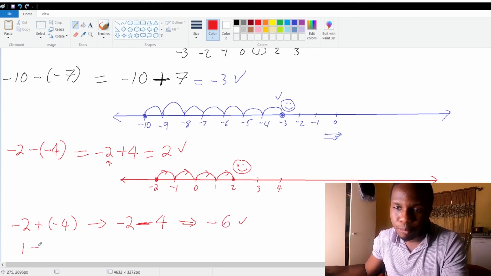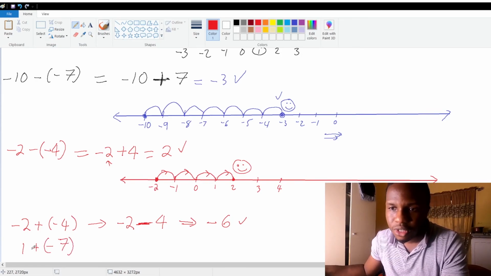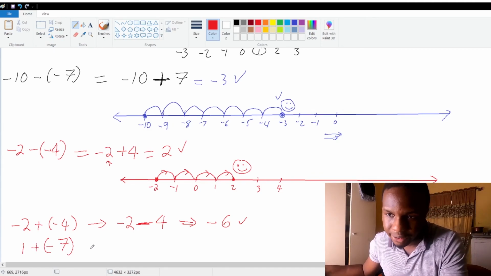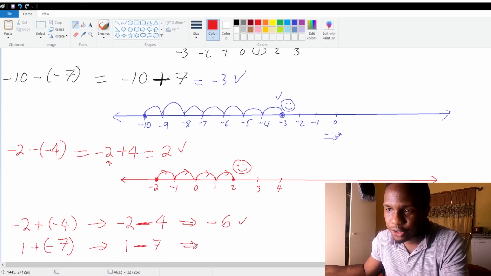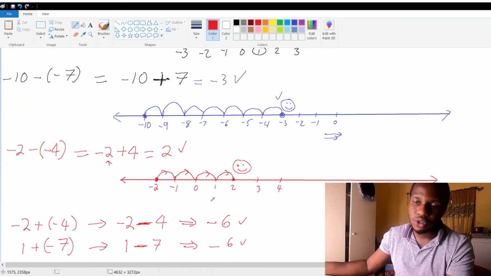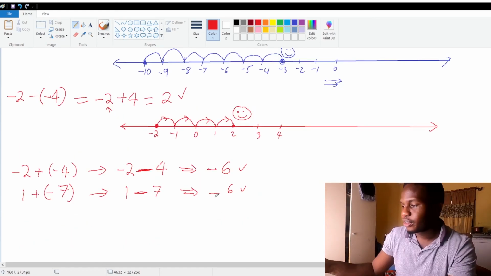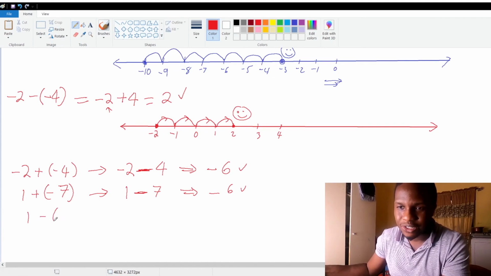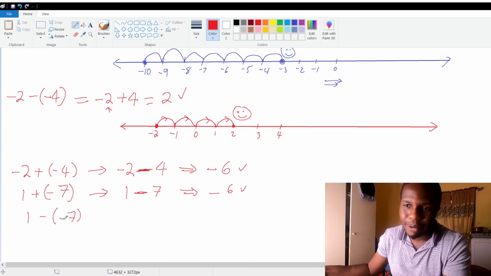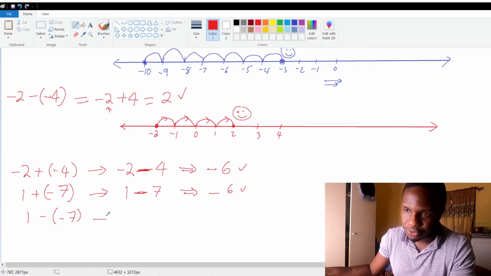If we had 1 plus -7, we would have the plus and minus again coming together. But when a plus and a minus come together, the minus wins. So you have 1, instead of plus and minus, I'll just have a -7, which you can check on the number line again. It's -6. Now, if you have 1 minus -7, minus and minus come together to form a plus. Just to review that, this is 1 plus 7, which is 8.